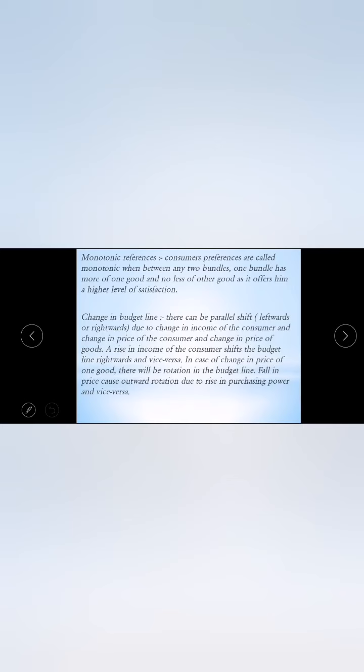Next is change in budget line. There can be a parallel shift due to a change in income of the consumer, and a change in price of goods. A rise in income of the consumer shifts the budget line rightwards and vice versa. In case of a change in price of one good, there will be a rotation in the budget line. A fall in price causes an outward rotation due to a rise in purchasing power, and vice versa. The budget line will change when your income or the goods' prices change.